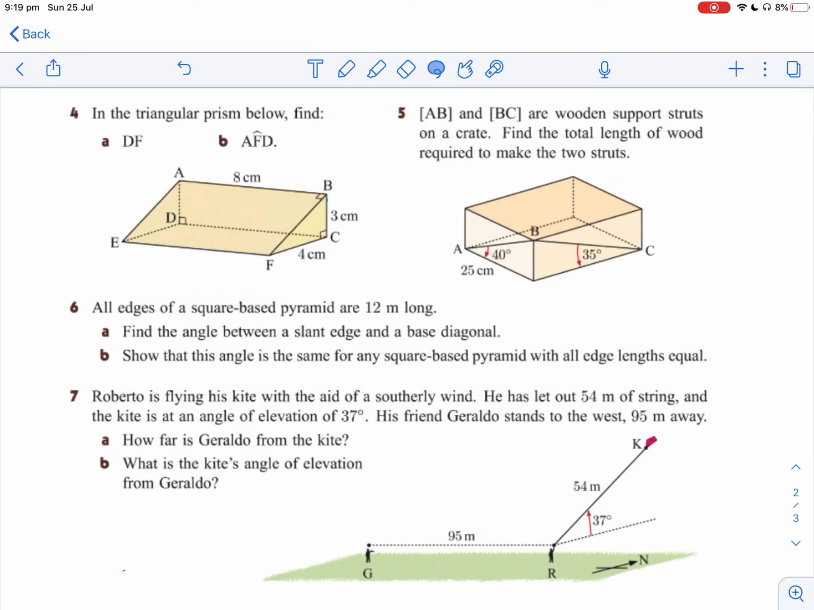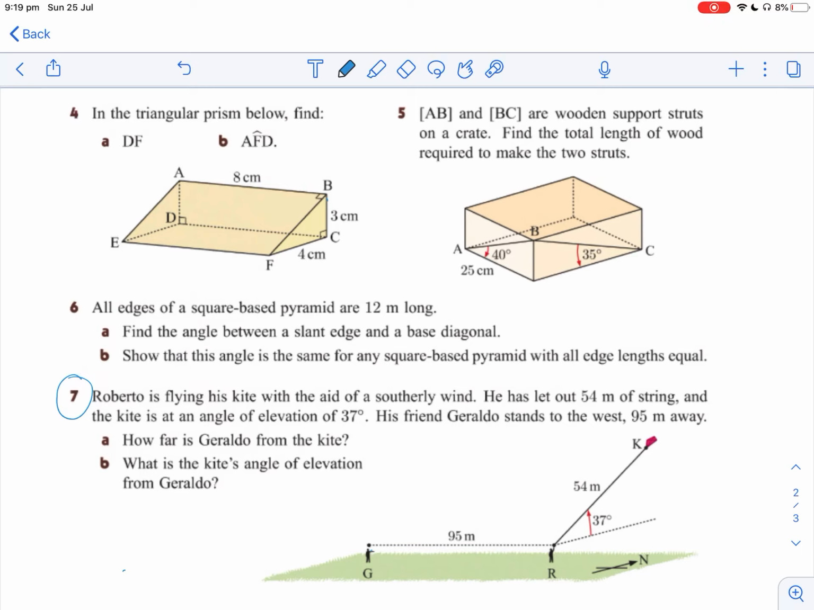Hi everyone, I'm now going to show you how to do question 7 in exercise 10G, problem solving with 3D shapes. I'm not going to go through how to do question 4 because if you can do question 7, you can definitely do question 4, so I'm kind of working backwards. Okay, let's have a read.